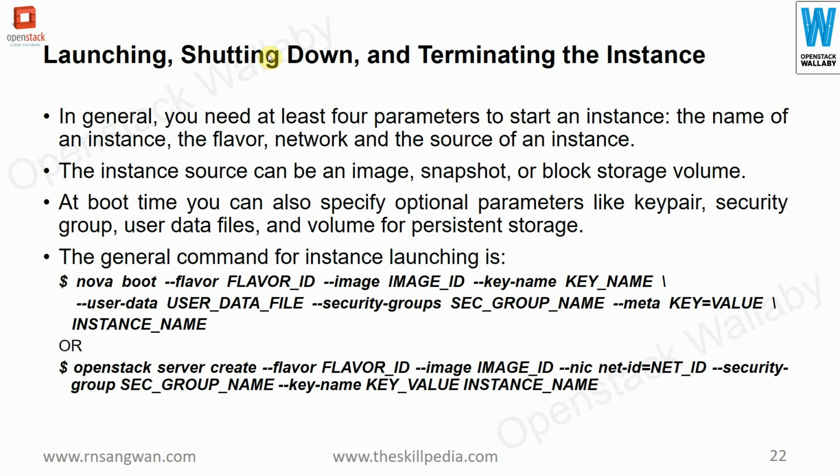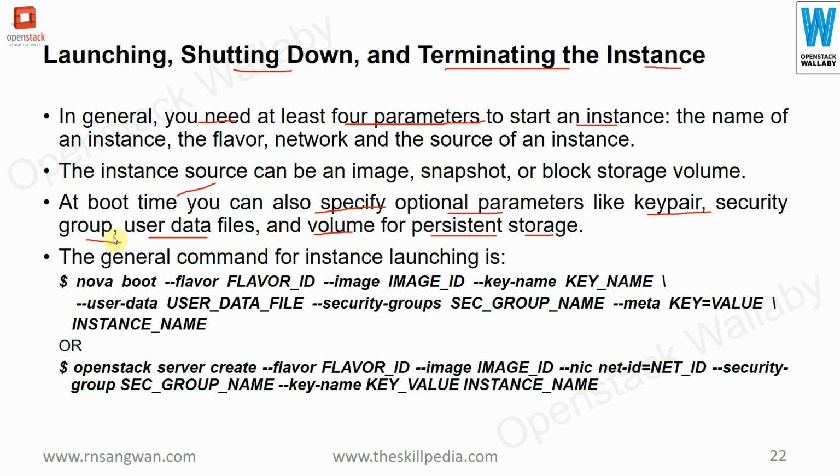Now launching, shutting down and terminating instances. In general, you need at least four parameters to start an instance: the name of an instance, the flavor, network and source, that is image. The instance source can be an image, snapshot or block storage volume. At boot time, you can also specify optional parameters like key pair, security group, user data files, and volumes for persistent storage.